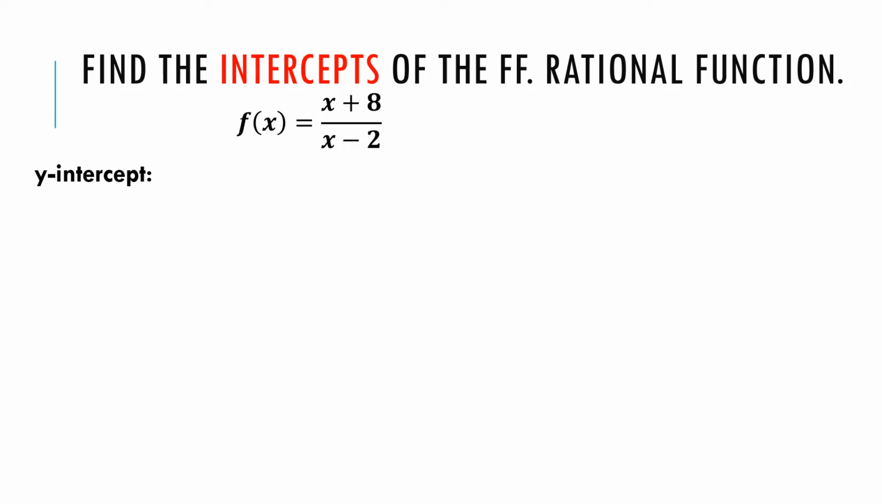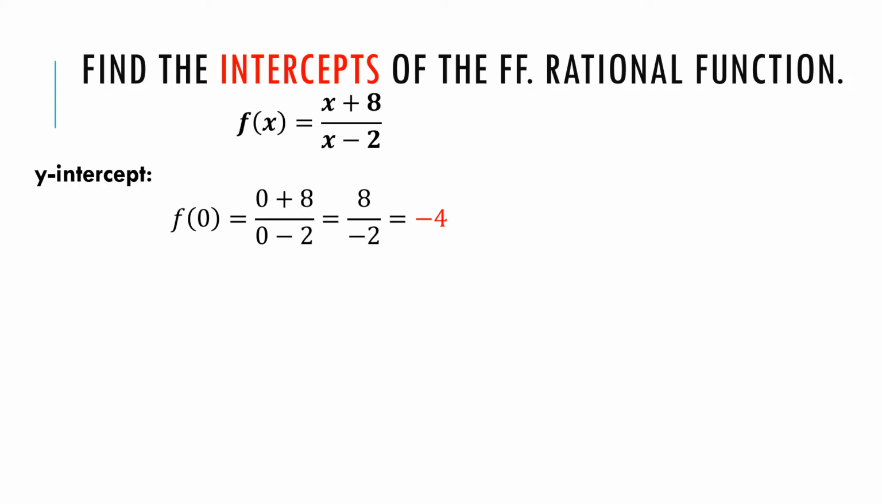Now, let's find the y-intercept. Ang gagawin nyo lang, pag hahanapin ang y-intercept, substitute nyo lang ang 0 sa lahat ng values ng x. Pag x-intercept naman ang hahanapin, isubstitute nyo lang ang 0 sa lahat ng value ng y or f of x. So, since y-intercept muna yung hahanapin natin, gagawin nating 0 ang lahat ng values ng x. Magiging f of 0 is equal to 0 plus 8 all over 0 minus 2, and that will become 8 over negative 2 equals negative 4.